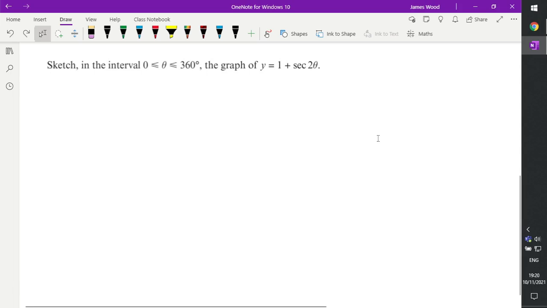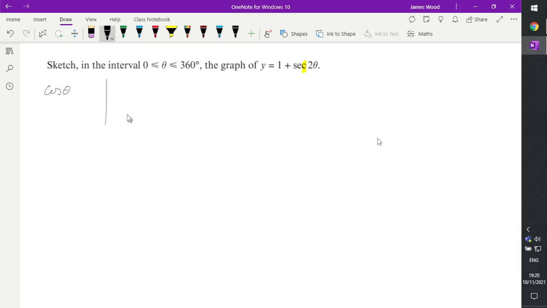For this next example then, so we've got to plot this one in degrees between 0 and 360. 1 plus sec 2 theta. So we're going to think about this in stages, just like we did when we did transforming graphs before. So first of all, let's just draw cosine theta, probably be the place to start, because if we're doing sec, third letter is C, so this is based on cos theta.